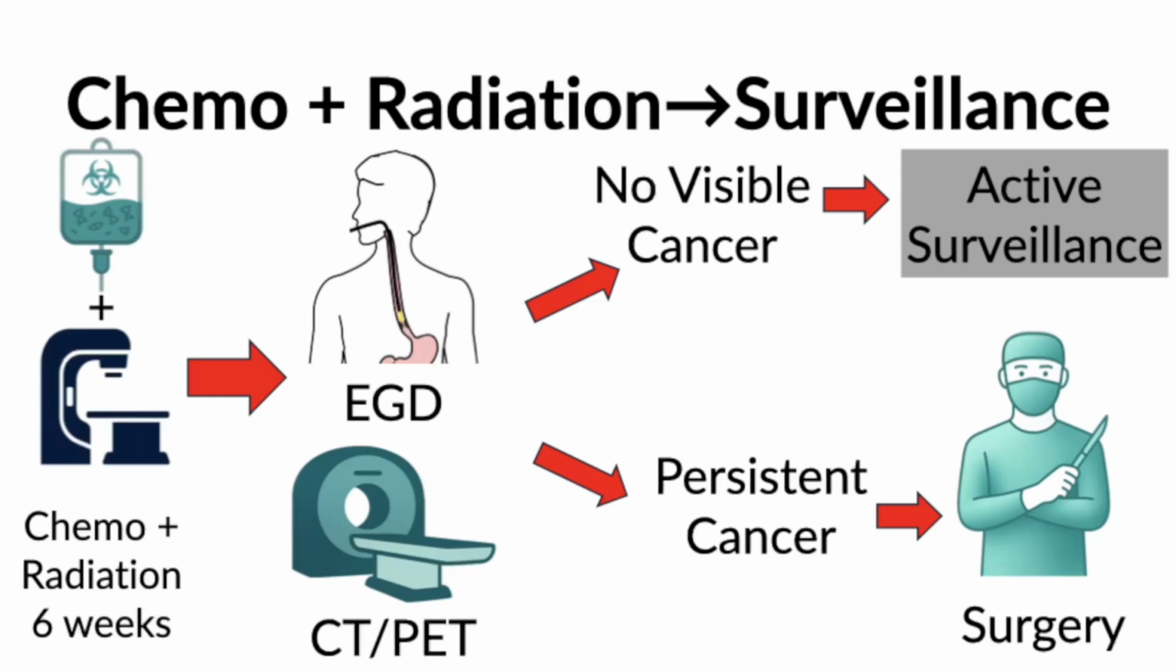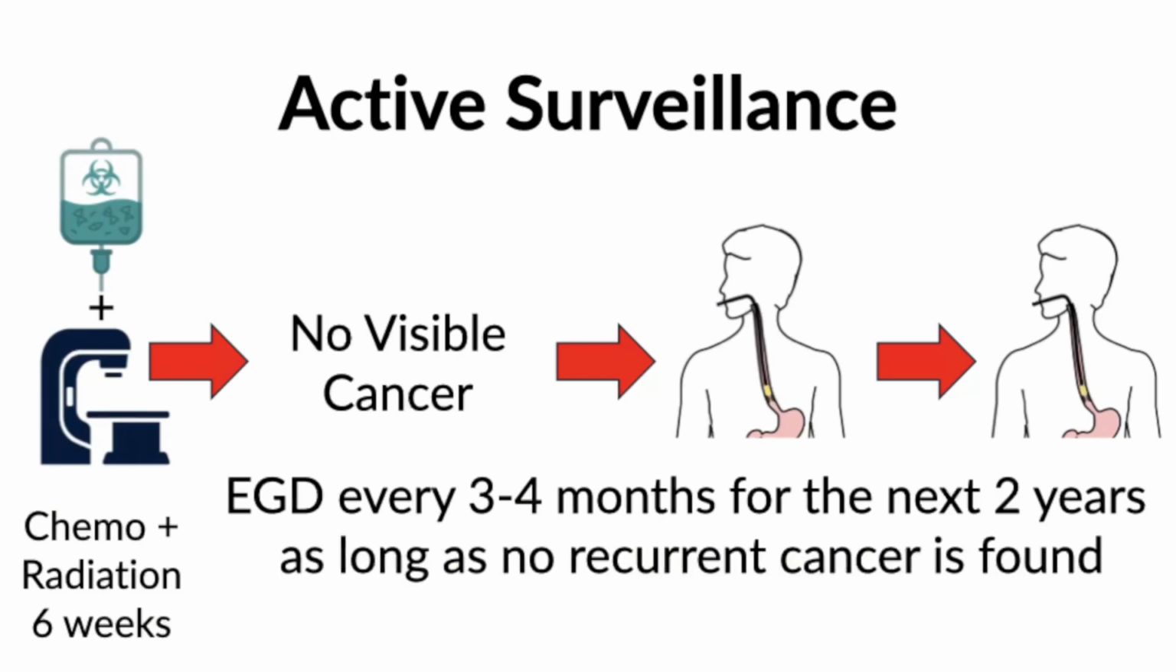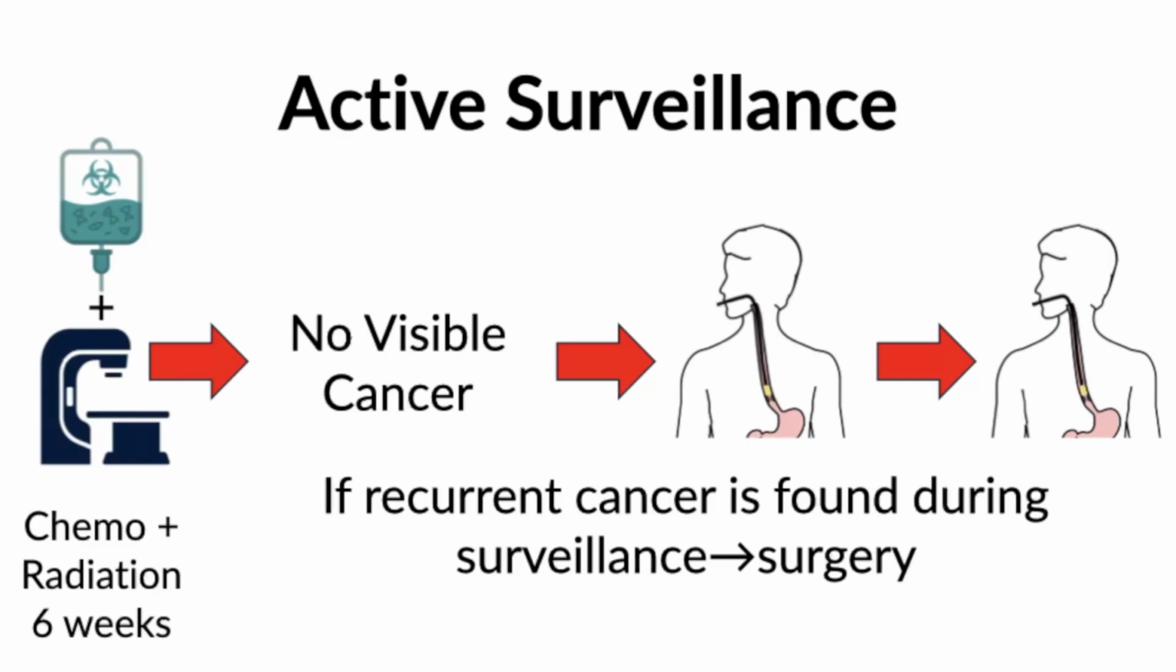So how can we figure out which patients without visible cancer have hidden cancer that might regrow in time? We have a strategy called active surveillance. Patients who have no visible cancer after chemotherapy and radiation have an endoscopy every 3 to 4 months for the next 2 years, as long as no evidence of recurrence is found. If recurrent cancer is found, surgery can be done at that point.